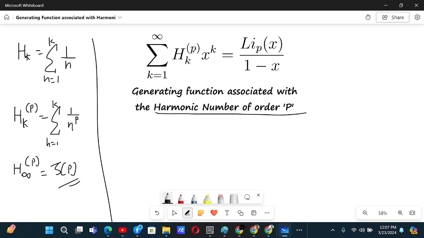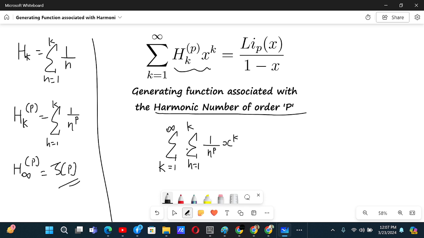Now if you have the idea about what the harmonic number of order p is, let's try to find its generating function. For that we will just use the sum definition of this harmonic number of order p. Let's say the sum from k equals 1 to infinity, of the sum from n equals 1 to k, of 1 by n to the power p, x to the power k.